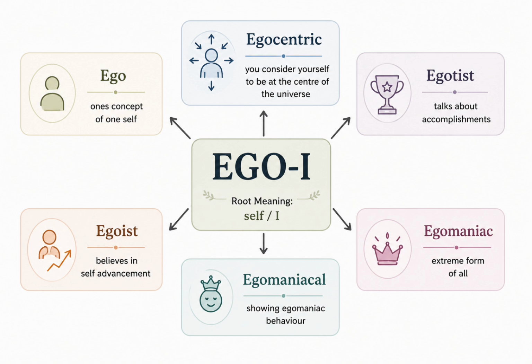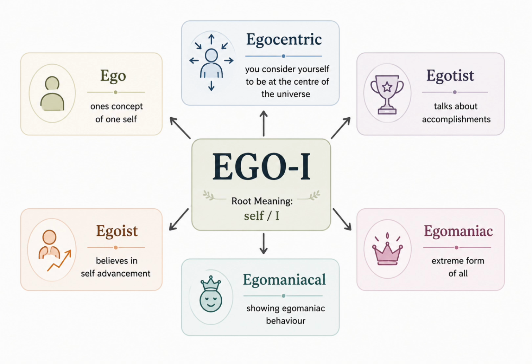Everything revolves around them. They think themselves to be at the center of this universe. Egomaniac. When egoism becomes a mania, it's called egomaniac. It's an extreme form of all. Egomaniacal. When someone is showing this egomaniac behavior, it's called egomaniacal.